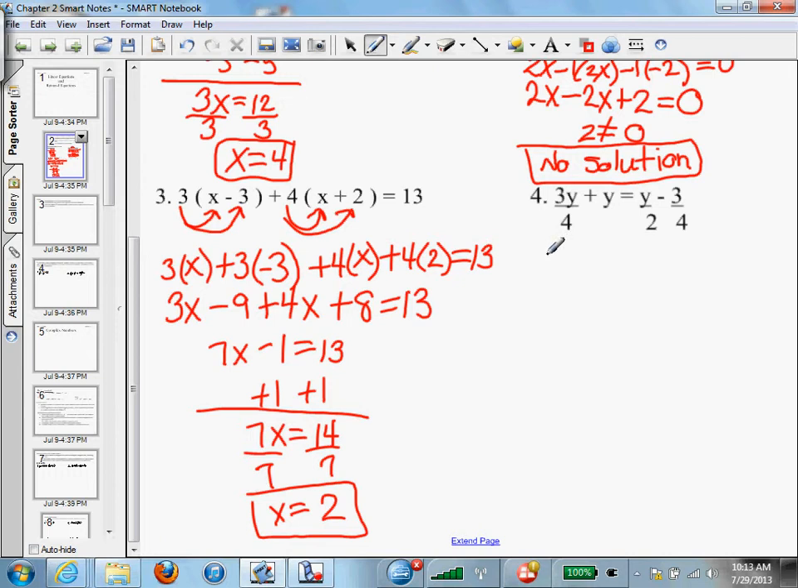So in this first case, 3y over 4, you can just leave that as it is because 4 is already in the denominator. Okay, with this plus y, you can think of that as a coefficient of 1 out in front of y. And how can we write 1 where 4 would be in the denominator of a fraction? Well, just think of that as 4 over 4. And y is just tagging along on top.